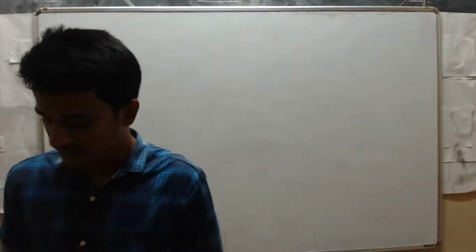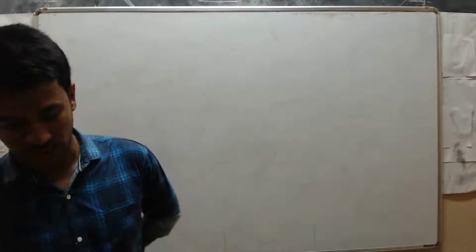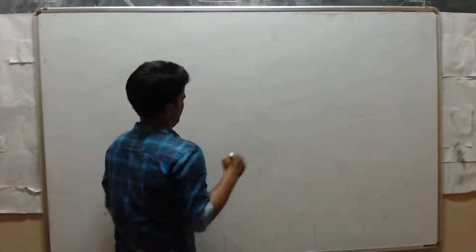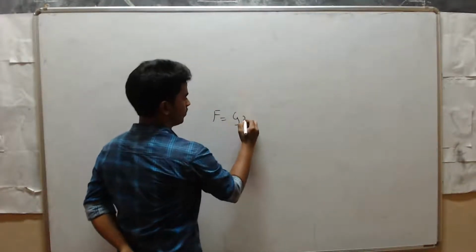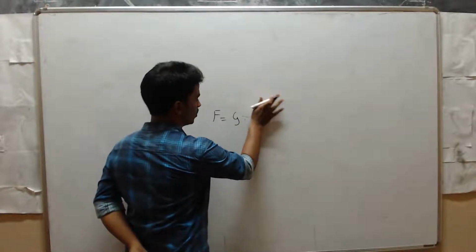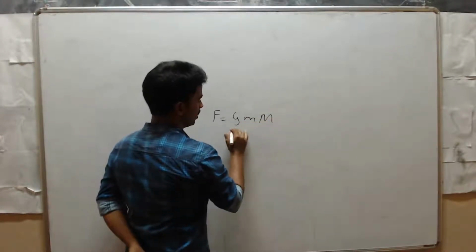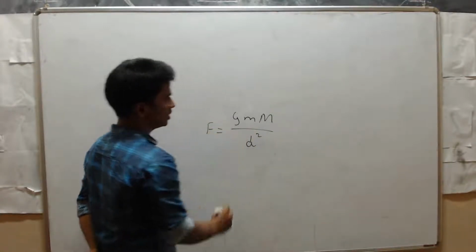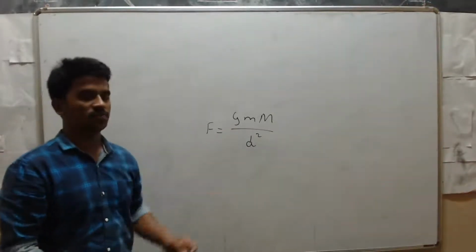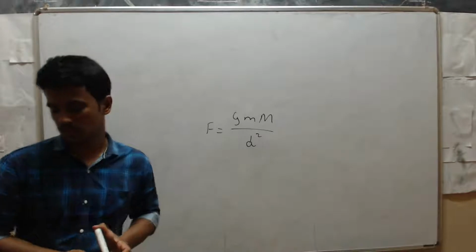See, first we discussed the law of gravitation, which states that the force of attraction between any two objects is proportional to the product of their masses and inversely proportional to the square of the distance between them. Okay, so first we have studied the universal law of gravitation, that is F is equal to G m1 m2 divided by d square. Okay, the force of attraction is directly proportional to the product of the masses of the objects and inversely proportional to the square of the distance between them.